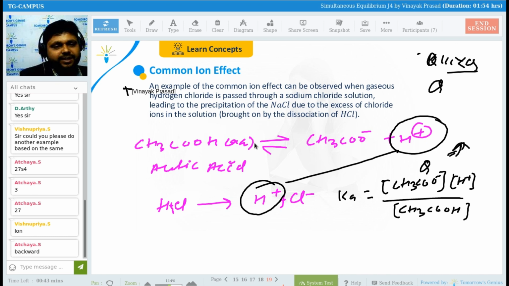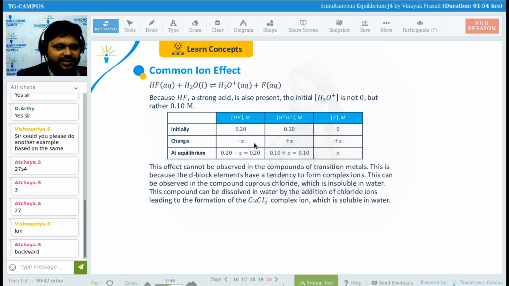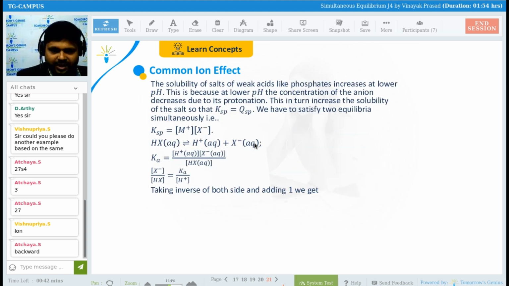Now see here what is written. I have made you understand by giving an example. A common example of the common ion effect is observed when gaseous hydrogen chloride is passed through a sodium chloride solution, leading to the precipitation of NaCl due to the excess of chloride ions in the solution brought in by the dissociation of HCl. So don't take it seriously, I have given you the best example. Any problem, guys? No. I'm giving you one more example.